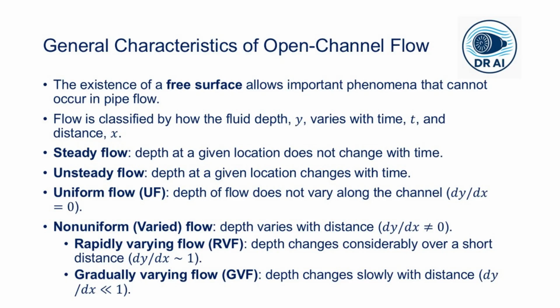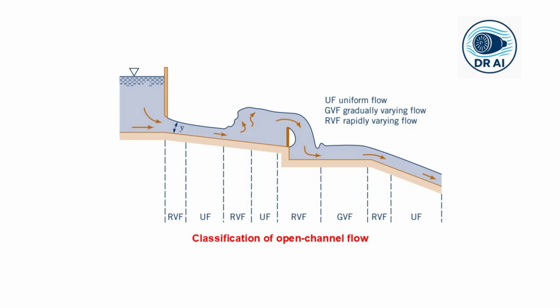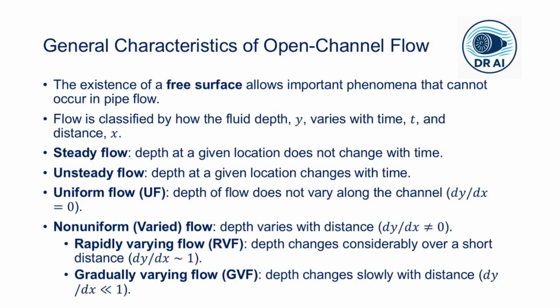Now, this varied flow comes in two distinct flavors. Think of a river going over a large boulder. Right at the boulder, the water surface might drop and roil violently in a short distance. That's rapidly varying flow, which we abbreviate as RVF, rapidly varied flow. So dy/dx is on the order of 1. It's complex, turbulent, and full of energy.